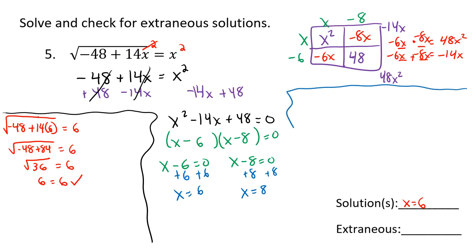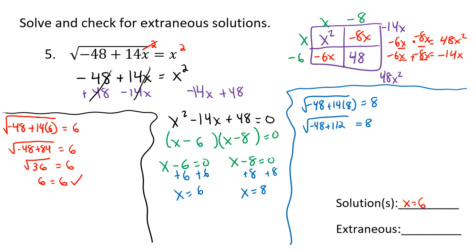I'm going to go ahead and check for 8 this time. So I have the square root of negative 48 plus 14 times 8 equals 8. Once again, I'm just replacing all the x's with 8 because I'm checking 8. So 14 times 8 is 112. And so minus the 48, we get the square root of 64. And the square root of 64 is 8. Hey, another solution, 8 equals 8. Therefore, x equals 8 is another solution, and there are no extraneous solutions, so we just leave that blank.